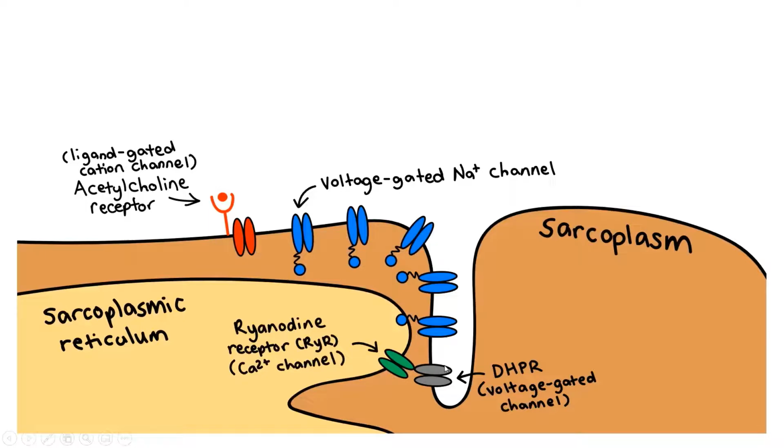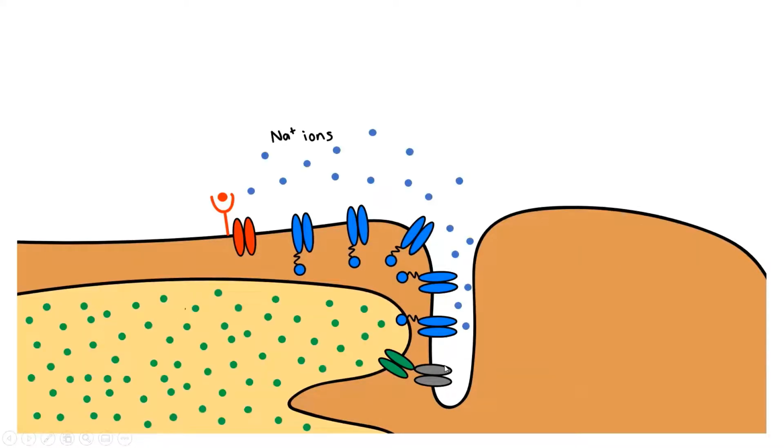As always, there are a lot of sodium ions outside the cell. There is also calcium outside the cell, but the skeletal muscle cell doesn't really use that calcium. Instead, it uses the calcium ions that are stored inside the sarcoplasmic reticulum. There are also voltage-gated potassium channels and potassium ions inside the cell, but I didn't draw them to save space.